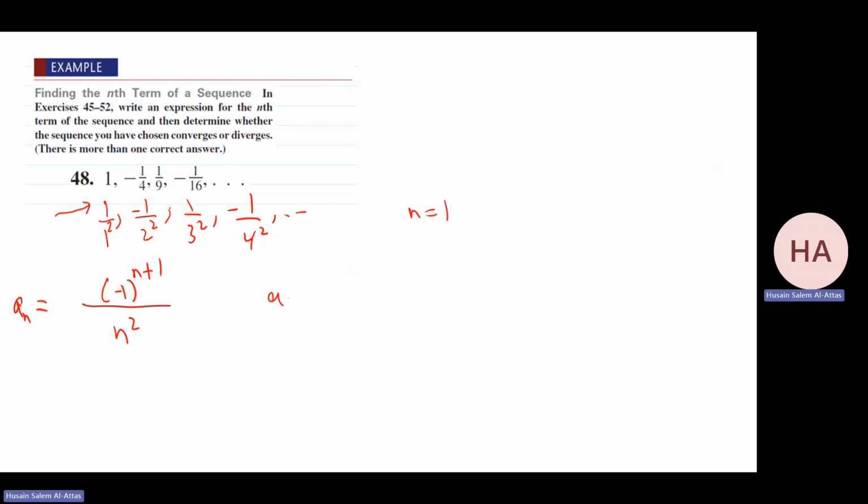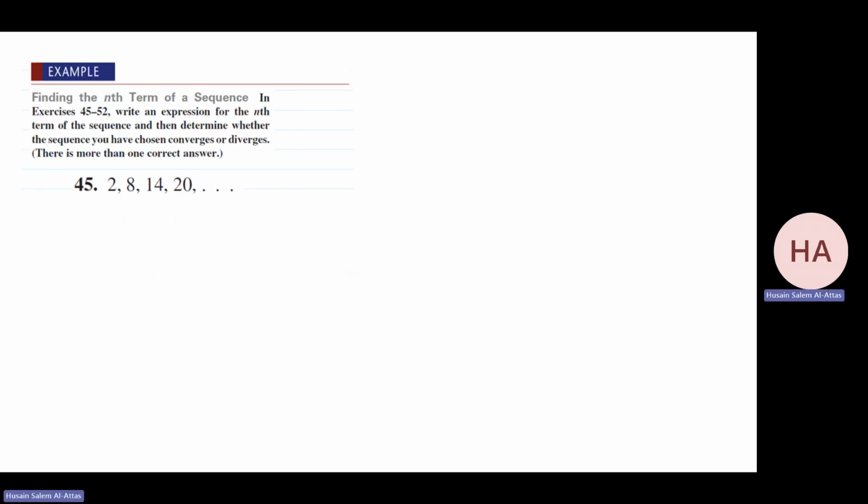So I have a1, you can check, will be 1 over 1, that is 1. a2 will be negative 1 over 2 squared, which is 4, and so on. I think it's easy to figure out. This one: 2, 8, 14, 20.